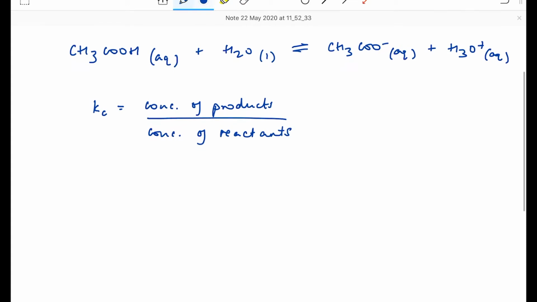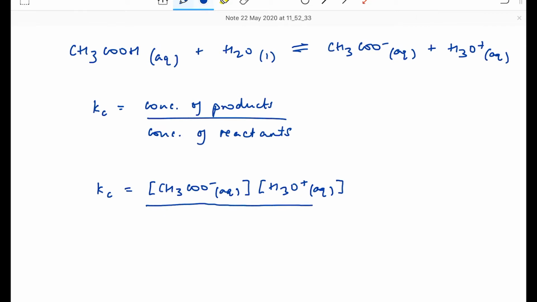So for this particular reaction, Kc is going to equal concentration of the products. Remember, square brackets indicate concentration, and to be correct, we should include state symbols always. Although when we're doing actual calculations, we tend to get a little bit lazy with that. But if you're asked to write an expression, you need to make sure you've got the state symbols in. Concentration of the reactants. So that's the ethanoic acid and water.